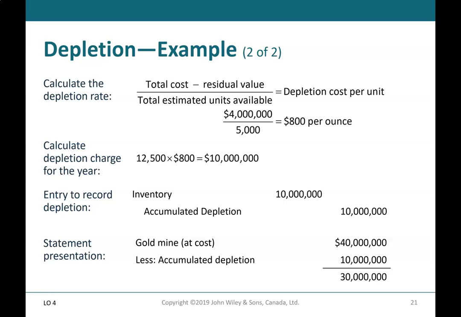Entry to record depletion. Debit inventory, 10 million. Credit accumulated depletion, 10 million. And on the statement of financial position, you have the gold mine at cost, 40 million, less accumulated depletion of 10 million to give you 30 million.